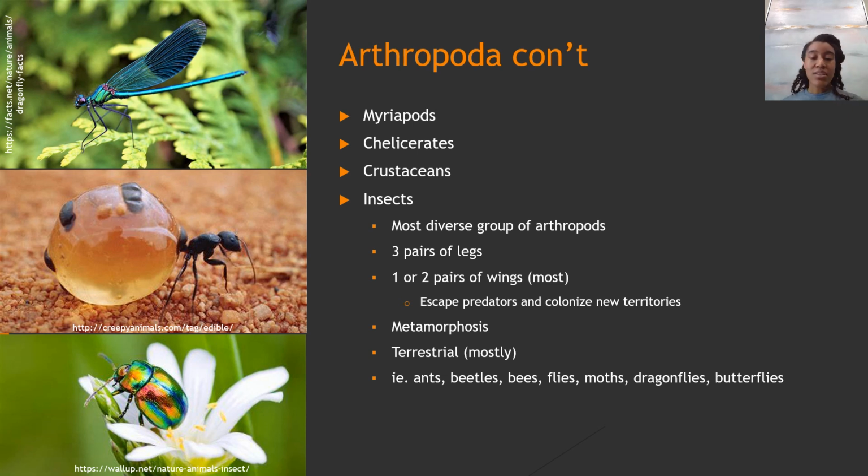And some examples, and these are literally just a few examples, there are so many insects out there, are ants, beetles, bees, flies, moths, dragonflies, butterflies. The list goes on and on and on.